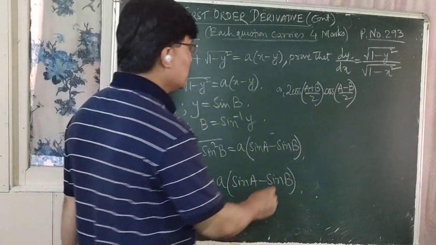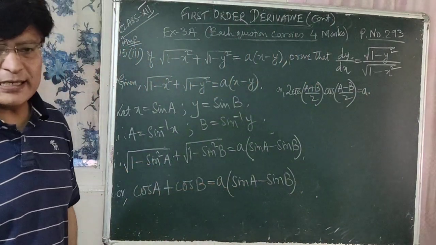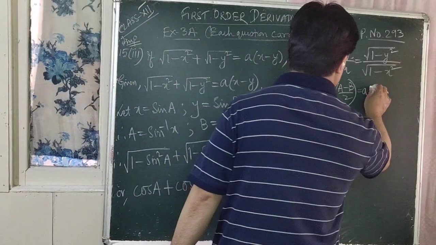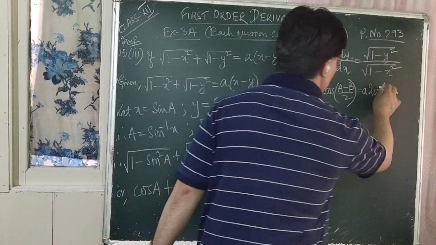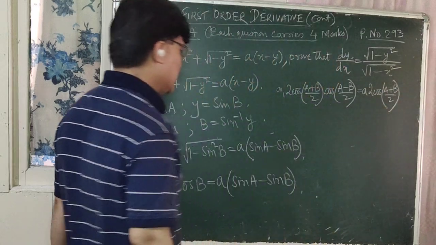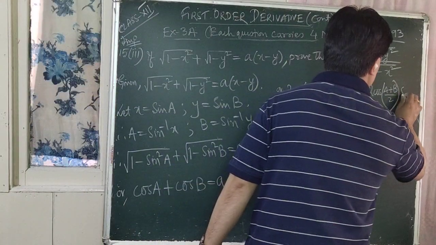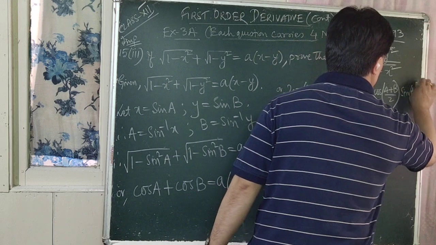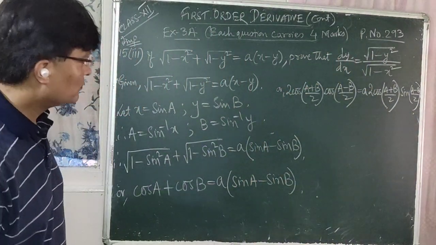So next is equal to A into, what is sine C minus sine D out here? What is sine C minus sine D? 2 cos C plus D by 2. What is C plus D by 2? A plus B by 2. That is 2 cos C plus D by 2, then sine of C minus D by 2, that is A minus B by 2. Is that clear to all of you?